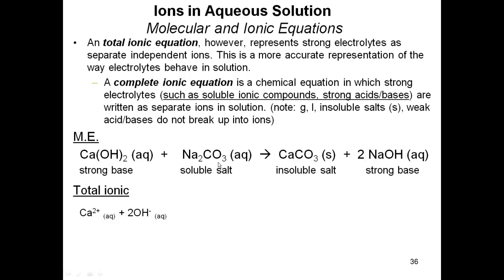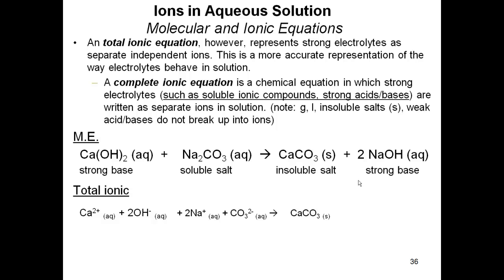Sodium carbonate, we said, is a soluble salt. What happens to a soluble salt? It ionizes 100%. So once again, we break this into ions. It'd be 2 sodium ions and 1 carbonate ion. Then we have calcium carbonate, which we said was the insoluble salt. What happens to it? Well, it stays as a whole. Okay, so we'll bring that down just like it is.